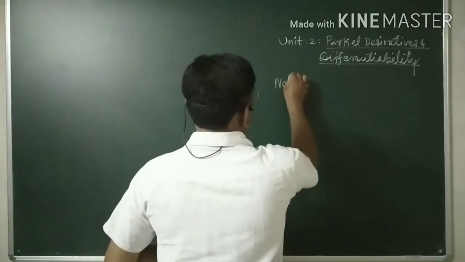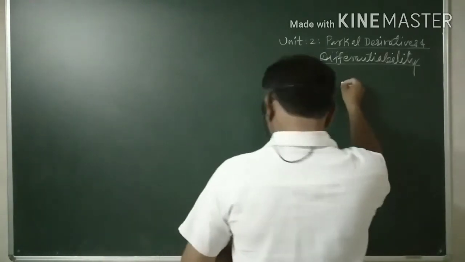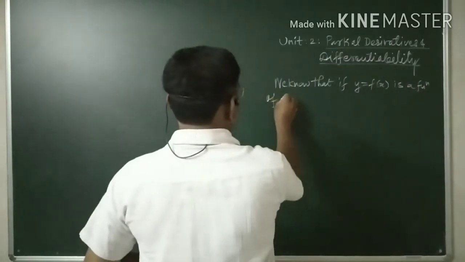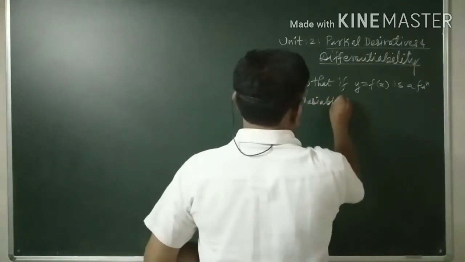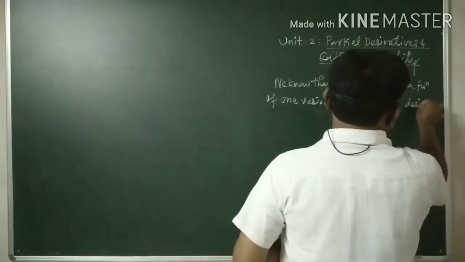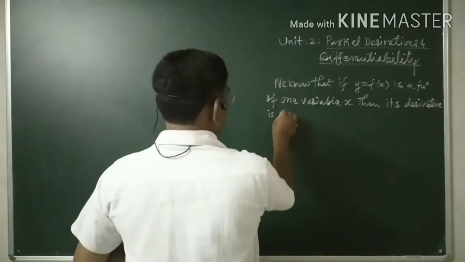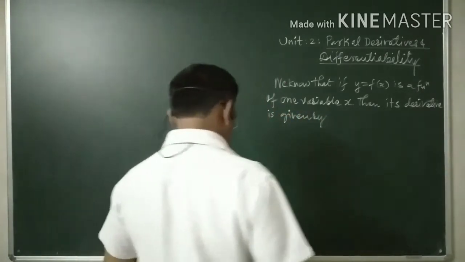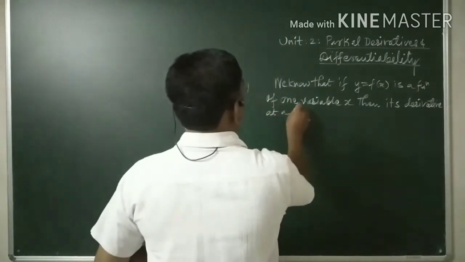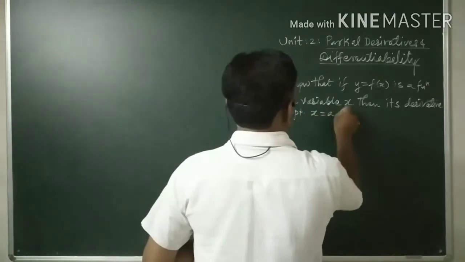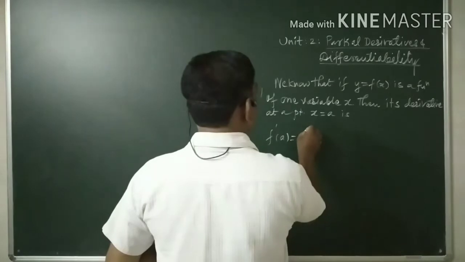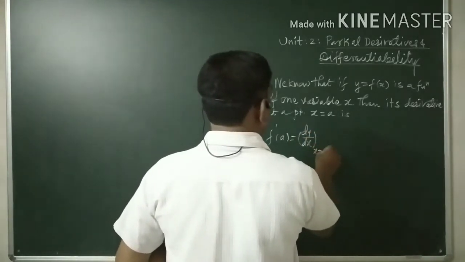We know that if y is equal to f of x is a function of 1 variable, 1 variable x, then its derivative at a point, say x is equal to a, is given by f dash a, or dy by dx at x is equal to a.